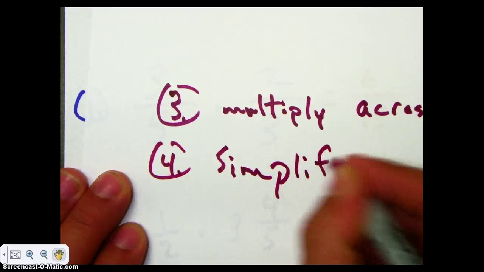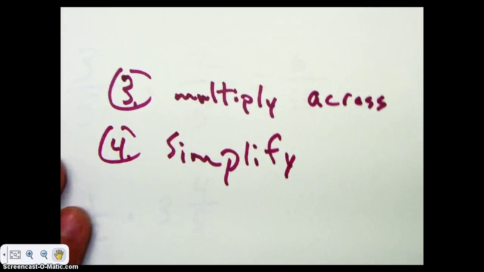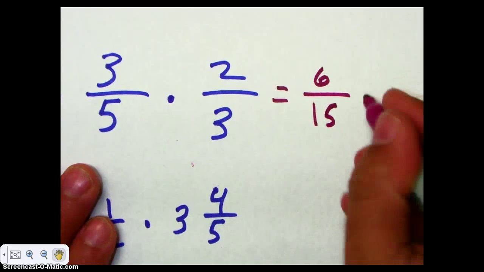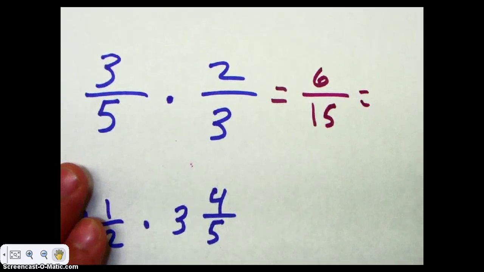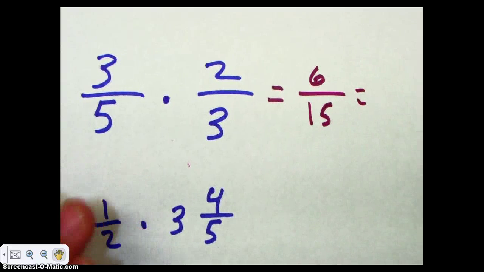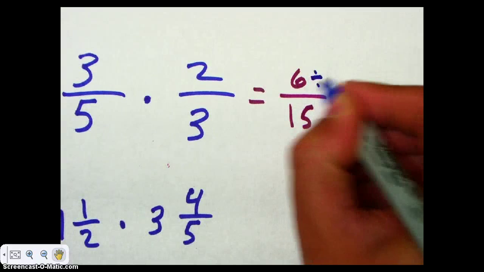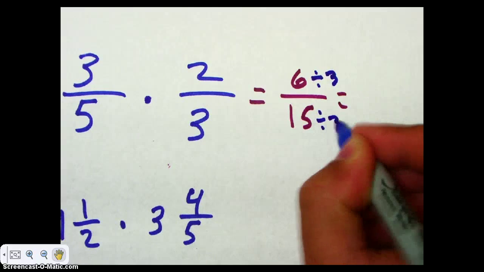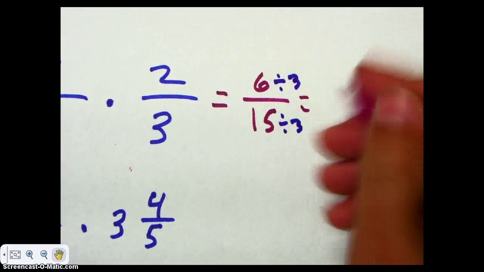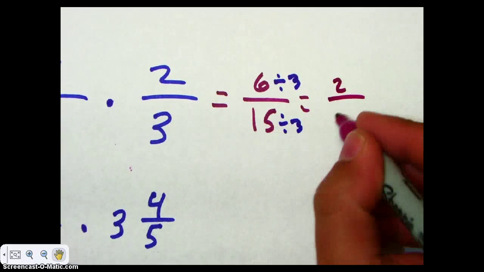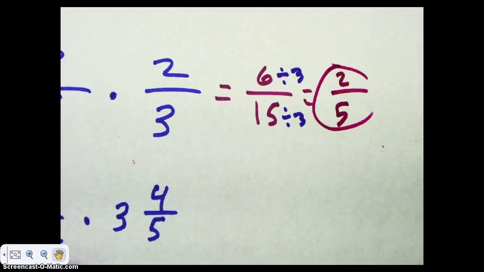So let me go write that down. So multiply across and simplify. And this one, that's all we had to do. There weren't the other steps. What goes into 6 and 15? Well, let's see. 3 goes into both, so we'll divide both by 3. 6 divided by 3 is 2. 15 divided by 3 is 5. 2/5 is the simplest form.